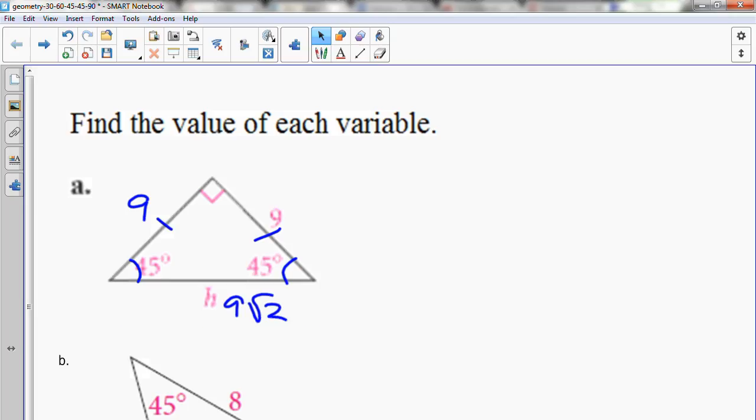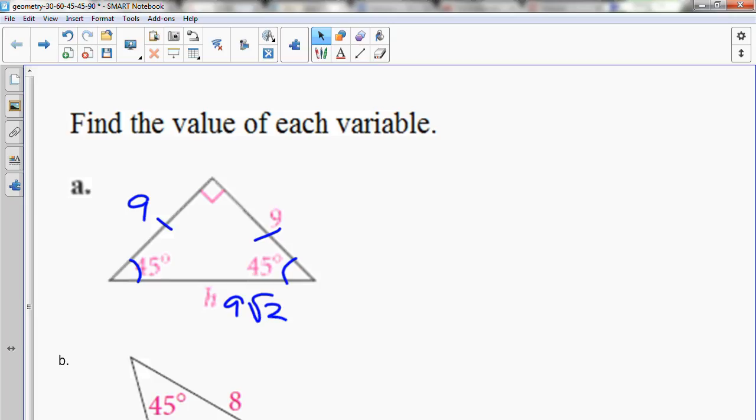Now, let's look at the B one down here. So it's 45, 45, 90, and they give you the hypotenuse. So how can we go backwards here? How can we go from the hypotenuse to the leg? Divide by what? Square root of 2. Okay. So that means this leg down here would be 8 divided by square root of 2.